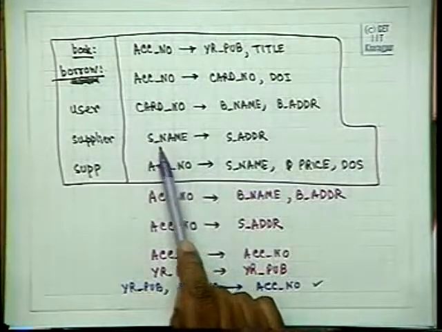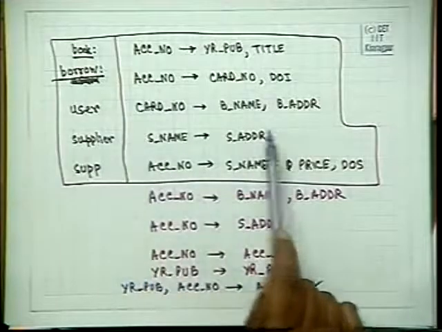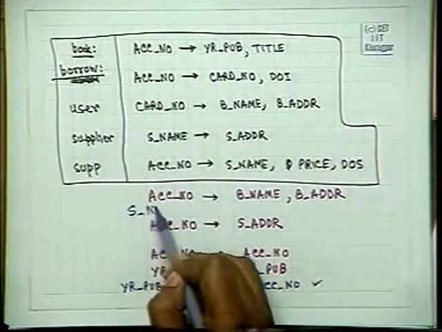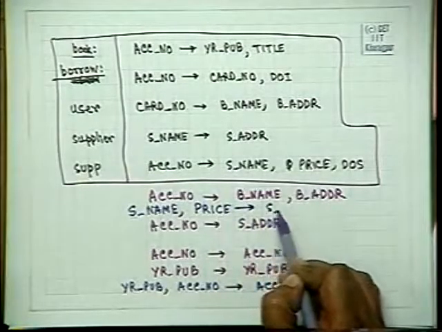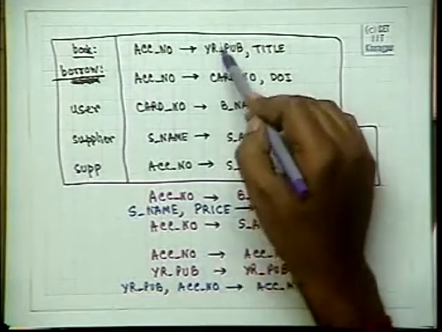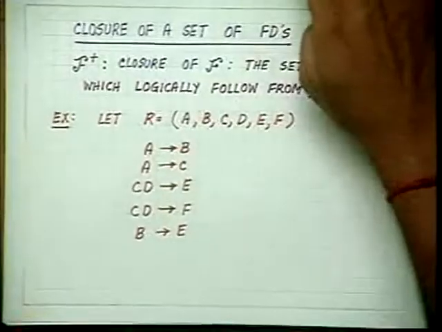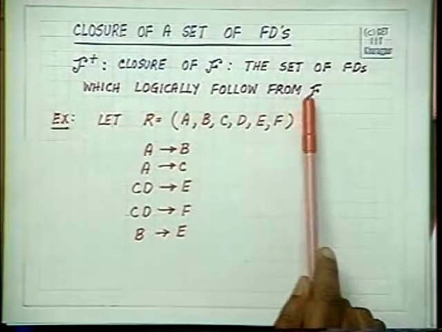Now, here many others will be applicable. S name comma S address will imply S address. S name comma price will also imply S address. That is also a functional dependency. S name comma price gives S address. That is another functional dependency which logically follows from this set of functional dependencies. Therefore, closure F plus is the full set of functional dependencies which follow from F.